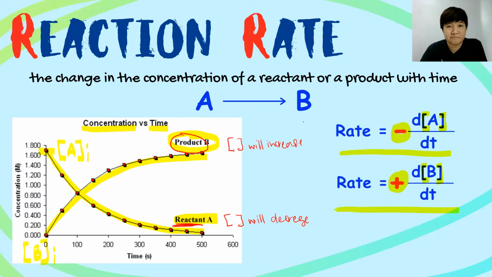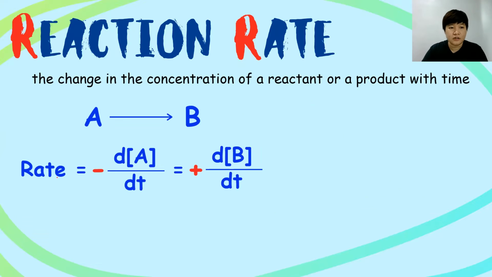So remember that. As a conclusion, your rate can also be written like this, where rate equals negative d[A]/dt, equals positive change in concentration of B over time. So your rate formula can be written like this. And what would be the unit of the rate? The unit of the rate, as you can see over here, is a concentration.